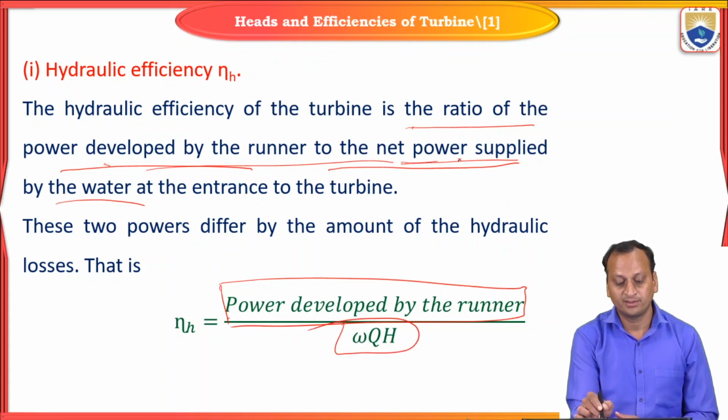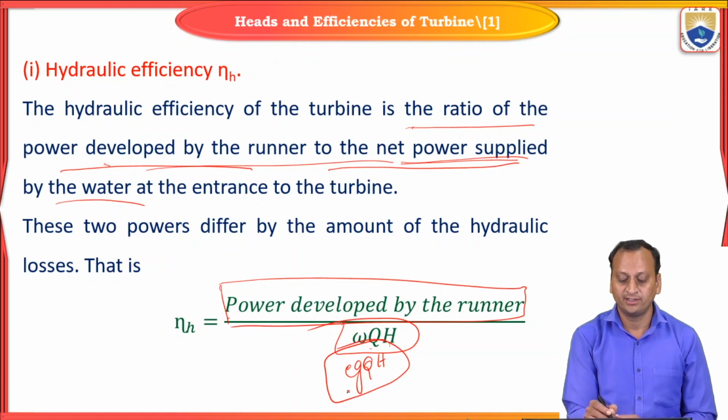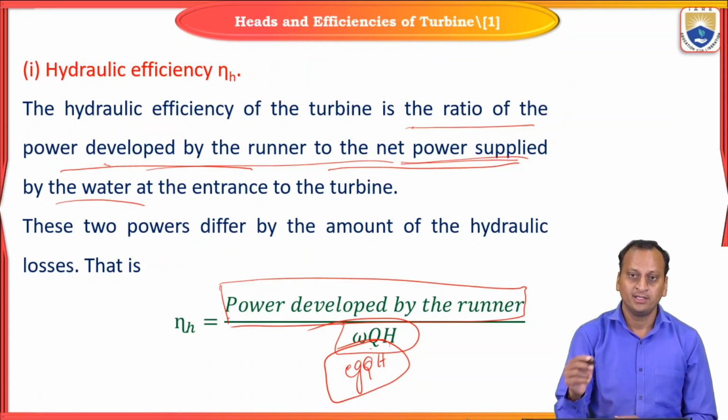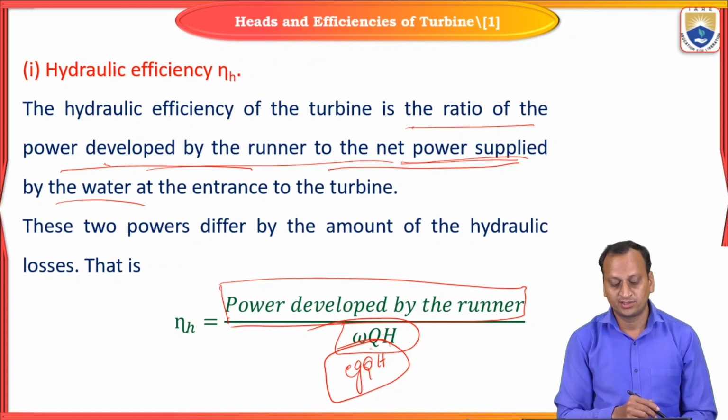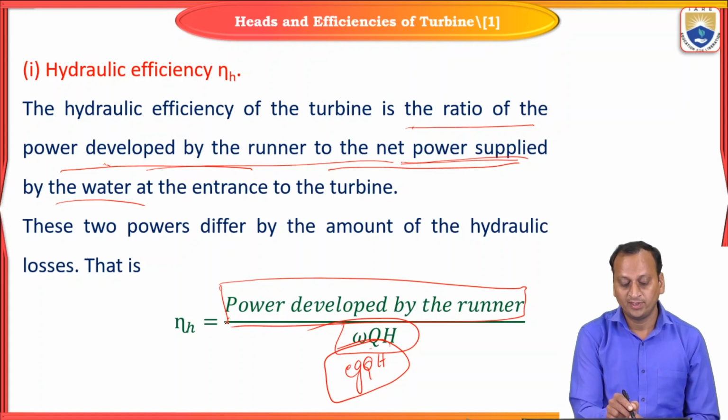So net power supplied by the water is rho g QH. This is the specific weight into discharge into head. So the specific weight is rho g, and QH is the water energy. This is the inlet energy given by the water to the runner, so that by utilizing this energy, the runner starts rotating. Then how much power is developed by the runner? That we will calculate.